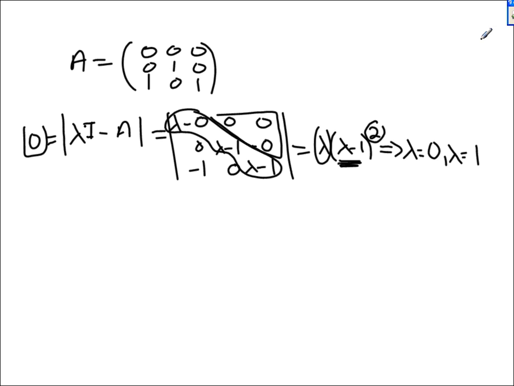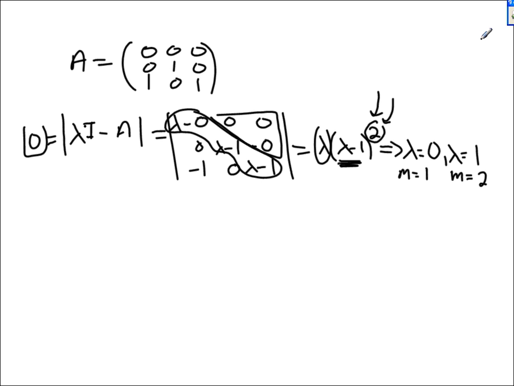Now, note that the multiplicity of lambda equals 1 is 2. Lambda minus 1 came up 2 times, and 1 time. Now, we need to get 3 linearly independent eigenvectors. We need to get 3 linearly independent eigenvectors.